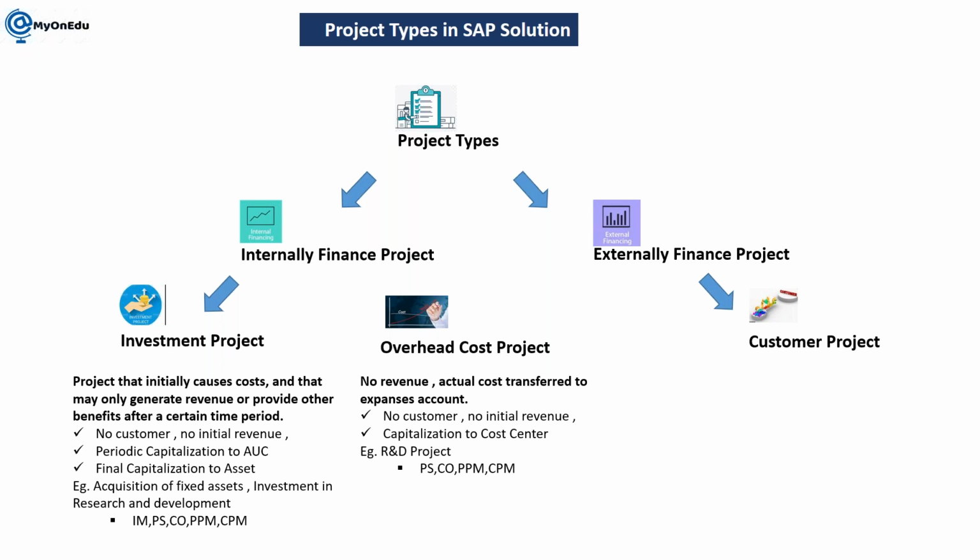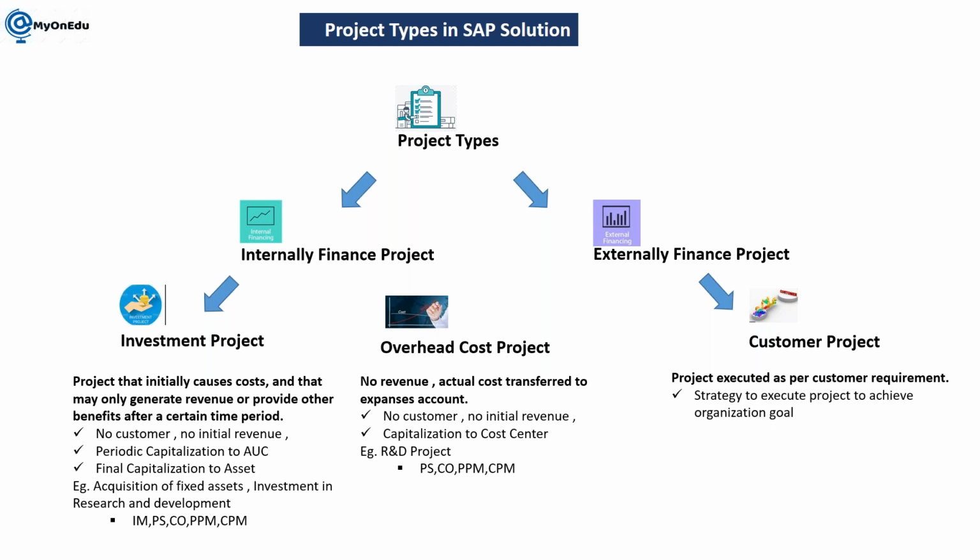Next is externally financed project. Because these projects are being financed by the customer, we used to call it a customer project. Okay, so in customer project, these projects will be executed as per the customer demand, customer requirement. So we will get one contract, let's say one sales order, from our customer to manufacture any product or to do the work or to provide any services. So in that case, it is based on the demand of your customer.